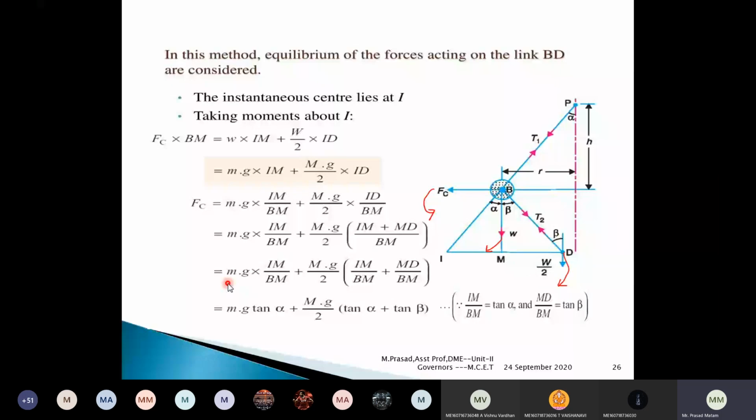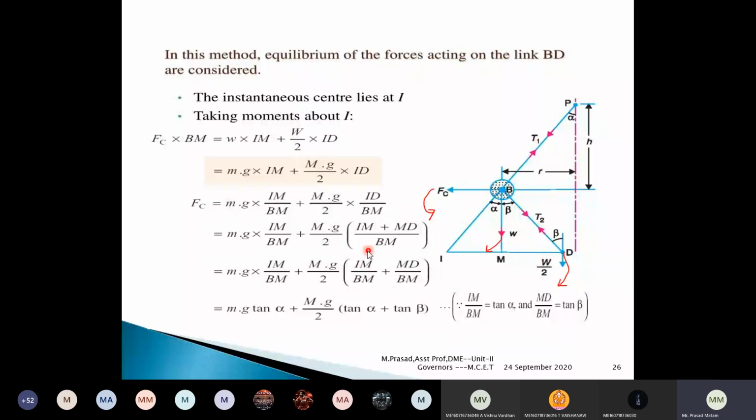So if you resolve this equation again, it equals mg into Im by Bm plus Mg by 2 into Im by Bm plus Md by Bm. Now we can see what the Im by Bm term is. This is Im by Bm. What you get is tan alpha. Similarly, this is Md by Bm. What you get is tan beta. Im by Bm we are getting as tan alpha and Md by Bm as tan beta.